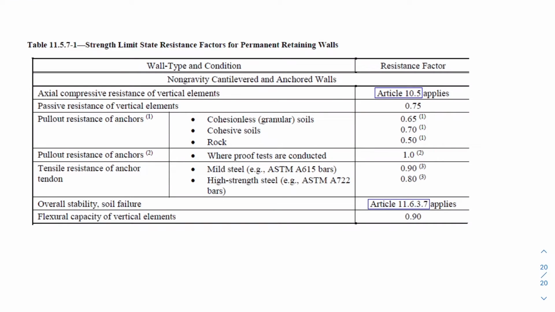So this is table 11.5.7-1, and it will give you the resistance factor for passive resistance of vertical elements. We'll be using a resistance factor of 0.75, and also for structural capacity of vertical elements, it is 0.90. We'll use this when we calculate the section modulus from the maximum moment acting on the seat pile.